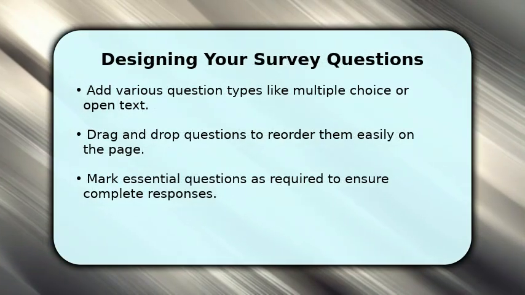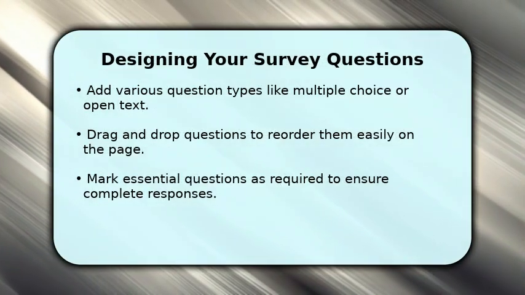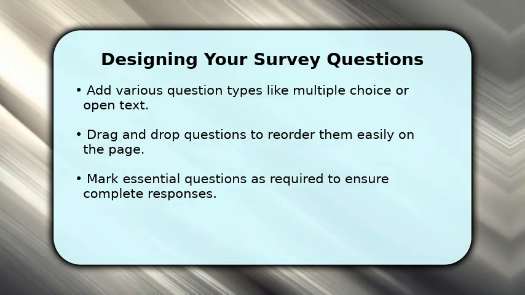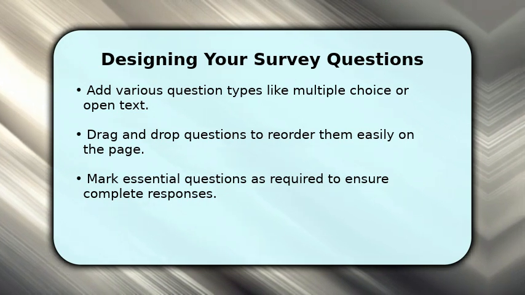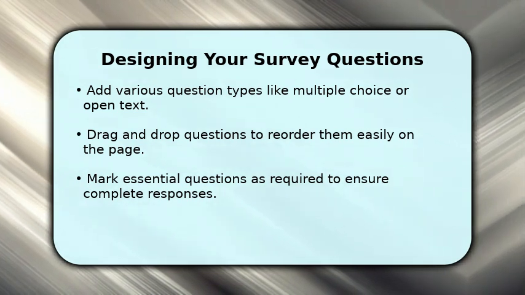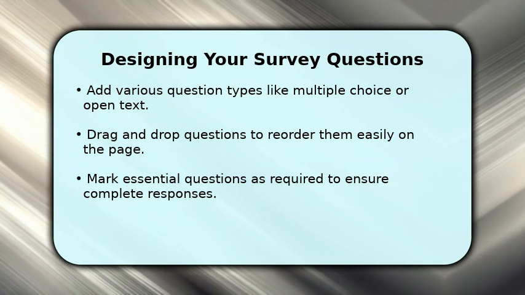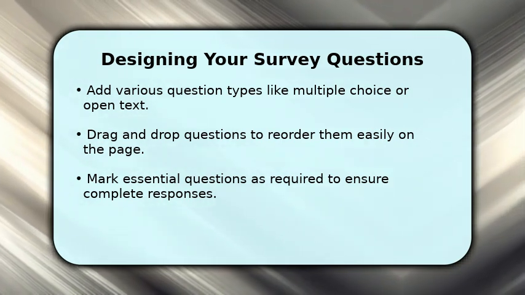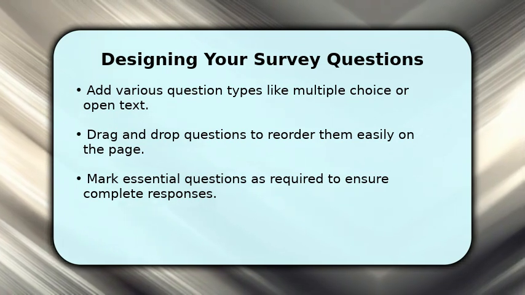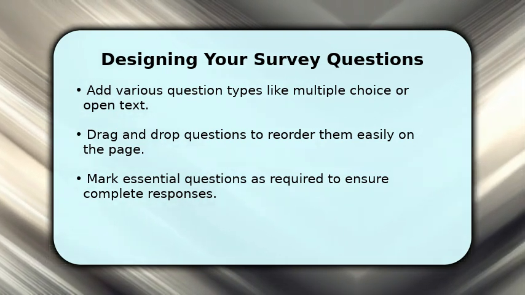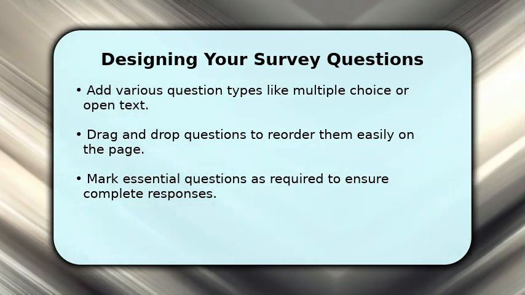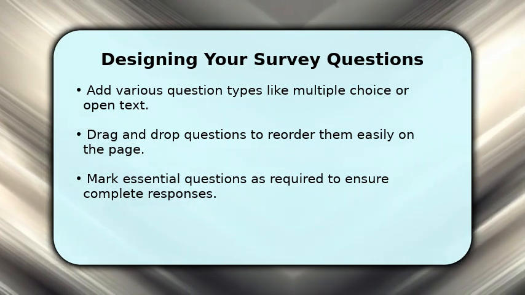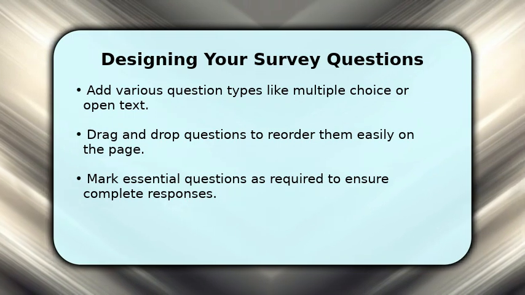Now, let's dive into designing your survey questions. Mailchimp offers several question types, such as multiple choice, checkboxes, radio buttons, and open text fields. Simply drag and drop your chosen question types onto the survey canvas. You can easily reorder them to create a logical flow. Remember to mark any crucial questions as required, ensuring respondents provide all the necessary information before submitting their answers. This helps gather comprehensive data.